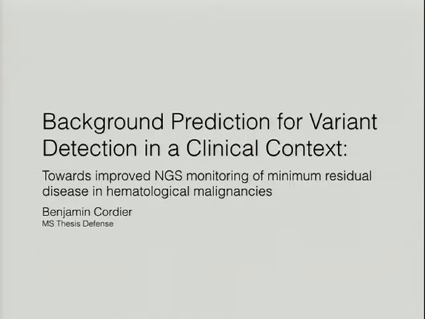Hello everyone. My name is Benjamin Cordier, and today I'm going to be presenting my thesis defense titled Background Prediction for Variant Detection in a Clinical Context towards Improved Next-Generation Sequencing Monitoring of Minimum Residual Disease in Hematological Malignancies.